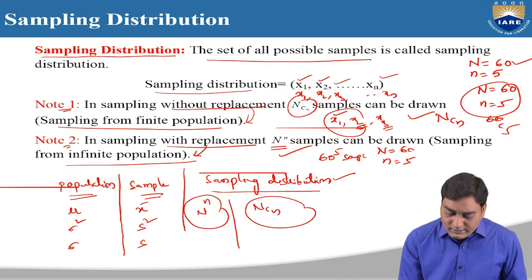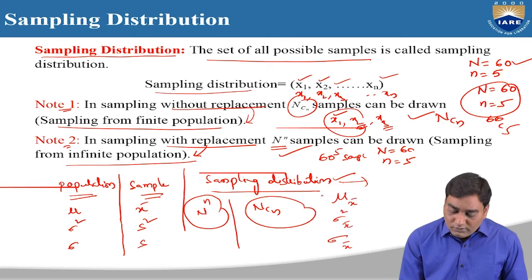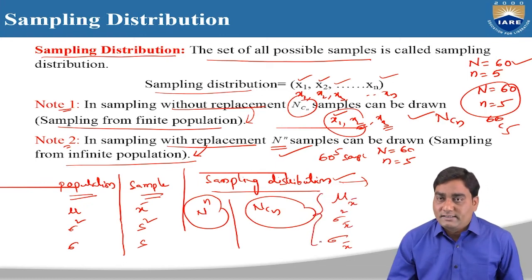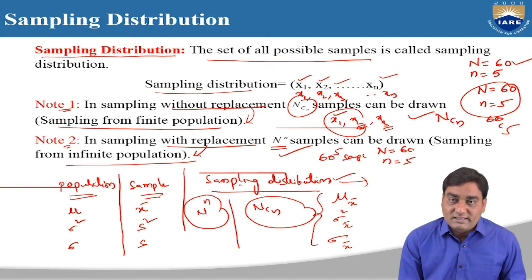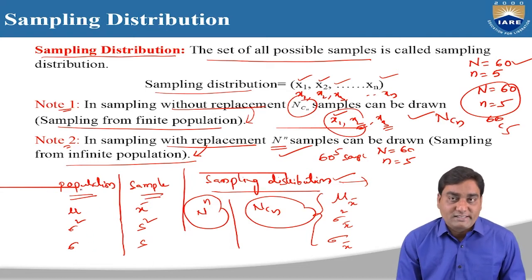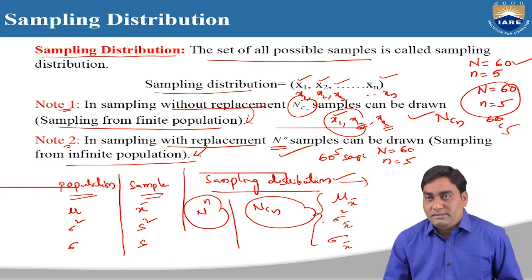Now we are going to discuss the mean, variance and SD of the sampling distribution. For this also, there are symbols: mean of the sampling distribution, mu x bar; variance of the sampling distribution, sigma square x bar; and SD of the sampling distribution, sigma x bar. What are the formulas for this? We are going to discuss in the next slide. In the previous slides, we discussed mean, variance and SD of the population and sample. Now we are going to discuss mean, variance and SD of the sampling distribution.